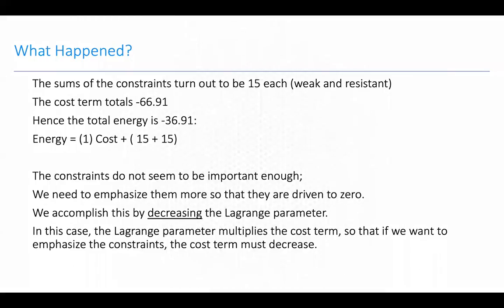So in this problem, the way we do that is, see this 1 multiplying the cost. If I make that a smaller number, that's going to make the other terms, the 15 and the 15 here, more important relative to the other. And so I'm going to turn down the cost term by decreasing the Lagrange parameter. Now, an aside is that typically you put the Lagrange parameter on your constraints, but in this case, we put it on the cost function instead. And that's okay, as long as we keep our heads clear and we know to decrease it.